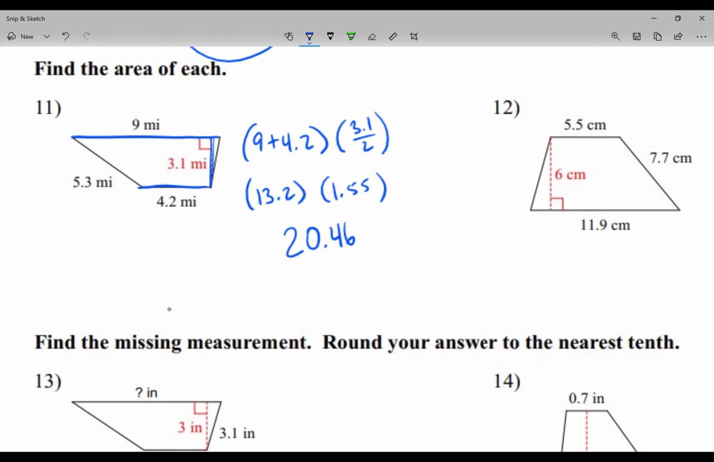Looking at the instructions, it says find the area. It doesn't say anything about rounding. So don't round.